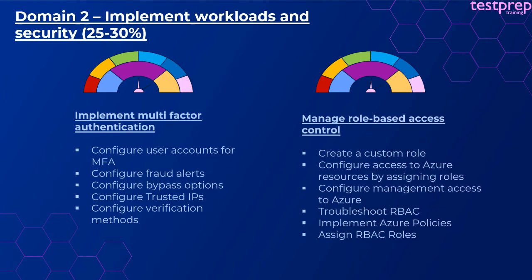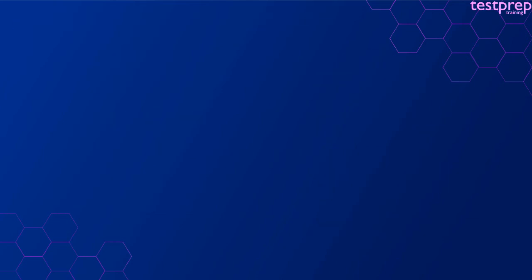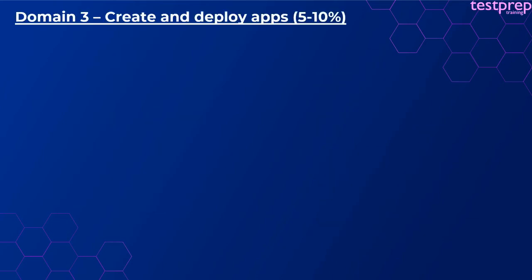6th, manage role-based access control. It is divided into 6 parts. 1. Create a custom role. 2. Configure access to Azure resources by assigning roles. 3. Configure management access to Azure. 4. Troubleshoot RBAC. 5. Implement Azure policies. 6. Assign RBAC roles.